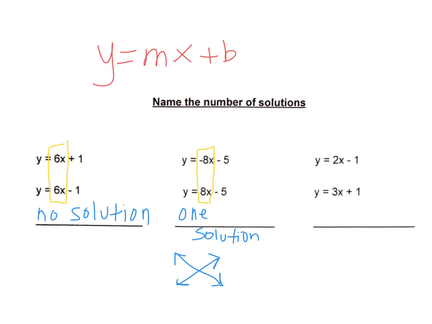And the last one has different slopes and different intercepts. And again, just like I said on the previous example, if the slopes are different, they will eventually cross. So one solution.